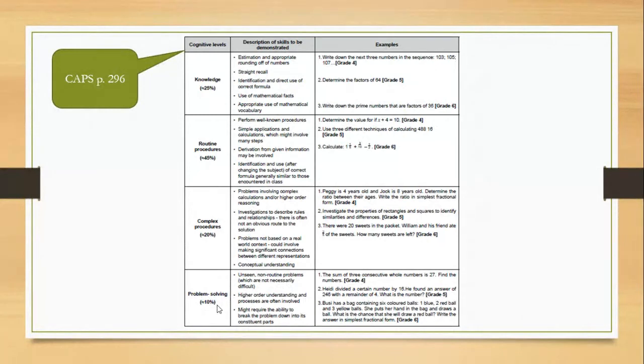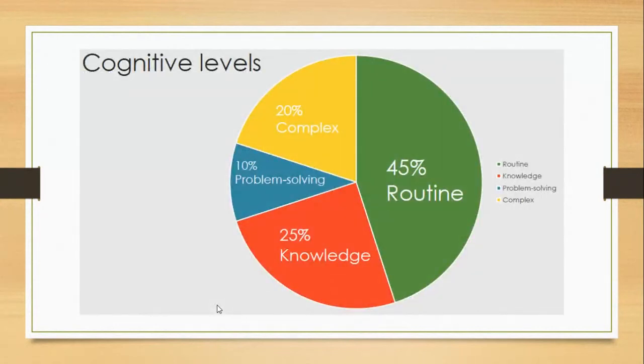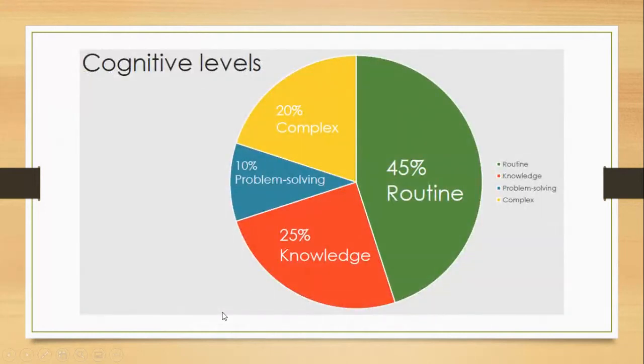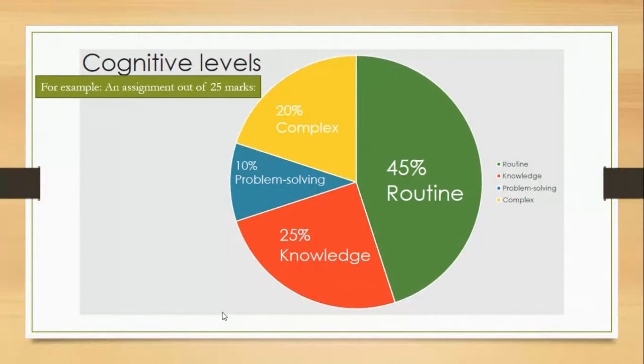So let's look at these cognitive levels in more detail and how you actually calculate how many marks should be allocated to each of these levels. Right, so I've just taken all 4 cognitive levels, and I have also included the percentage of each of these levels in this pie chart. So let's say, for example, an assignment is out of 25 marks, which is indeed the case for this assignment that you have to create. So now you need to work out how many marks should be used for each of these levels before you can start with your assignment.